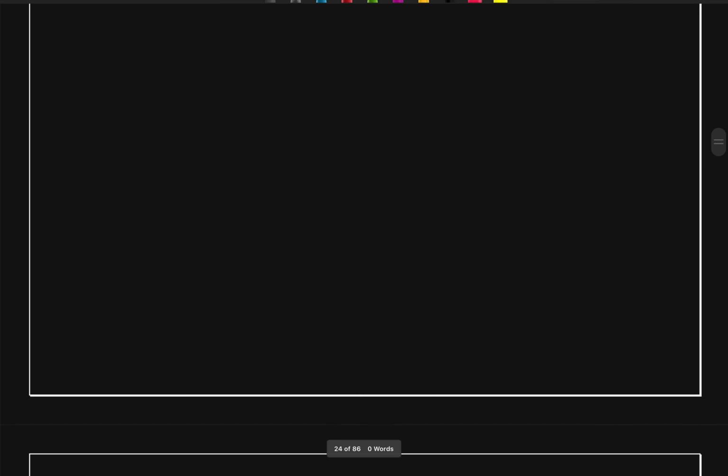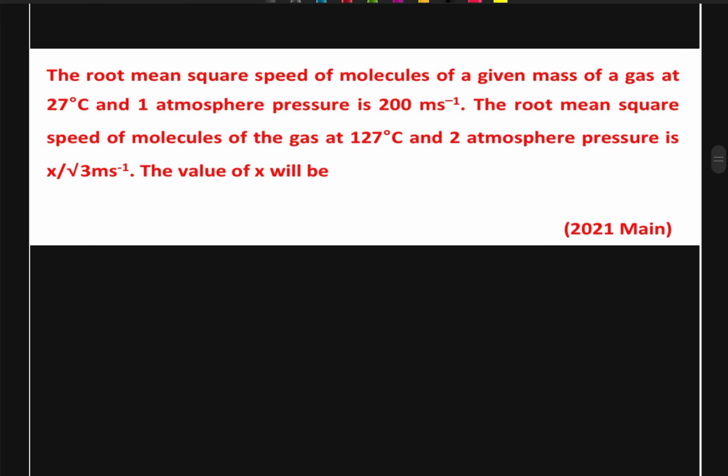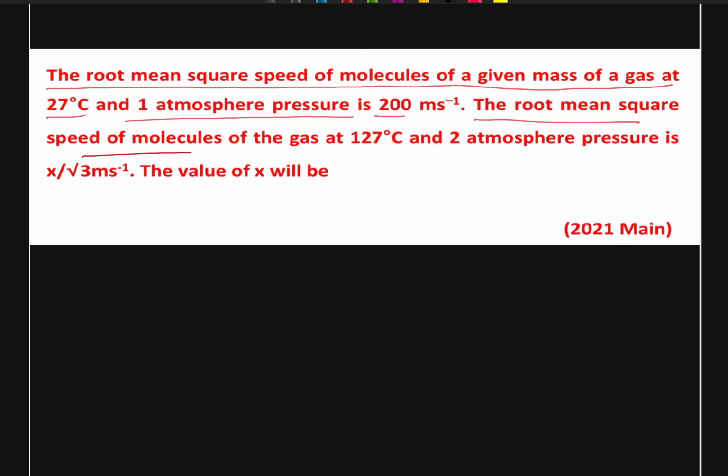Next question. It states that the root mean square speed of molecules of a given mass of a gas at 27 degrees centigrade, 1 atmospheric pressure is 200 meters per second. The root mean square speed of molecules of gas at 127 degrees centigrade and 2 atm is x upon square root of 3. The value of x is. So we are given two different temperatures, and we have to find out the RMS speed at the second temperature. In the first we are given 200 meter per second speed.